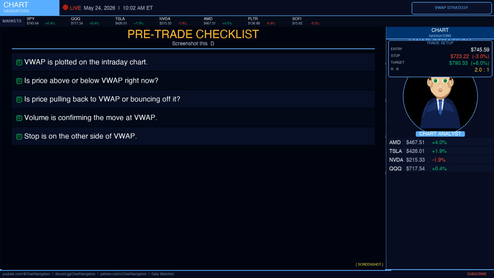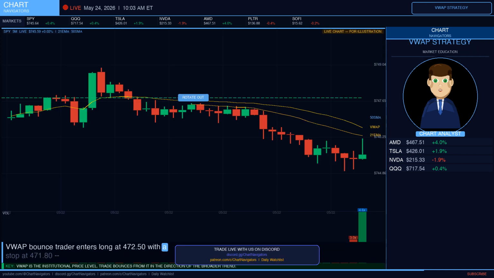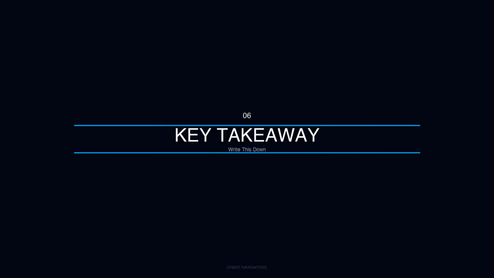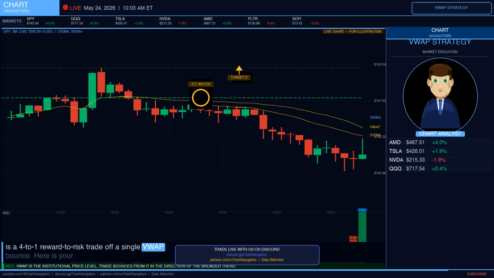SPY opens above VWAP and makes a new high by 10 a.m. By 11 a.m., a pullback touches VWAP at 472.30. A bullish pin bar forms on the 5-minute chart right at VWAP. Volume surges. A VWAP bounce trader enters long at 472.50 with a stop at 471.80, 70 cents of risk. Price rallies back to the morning high at 475.40. A 2.90 point gain. That is a 4-to-1 reward to risk trade off a single VWAP bounce.